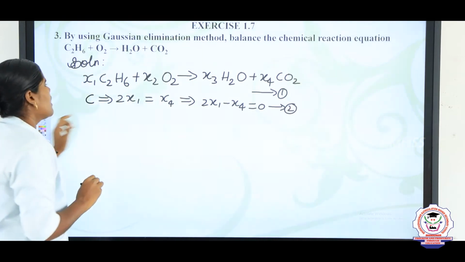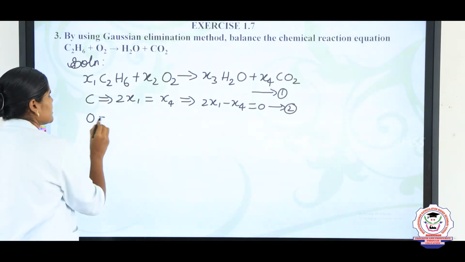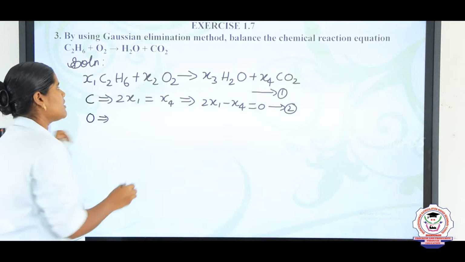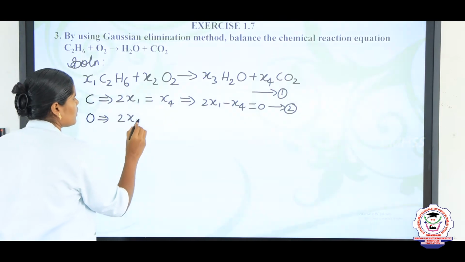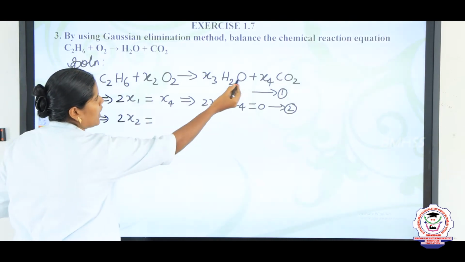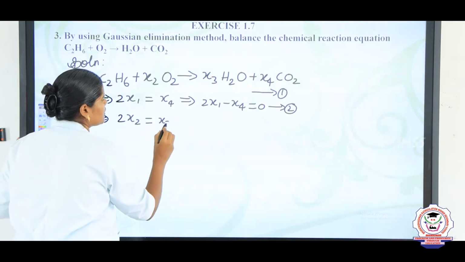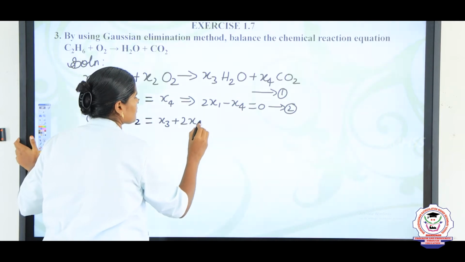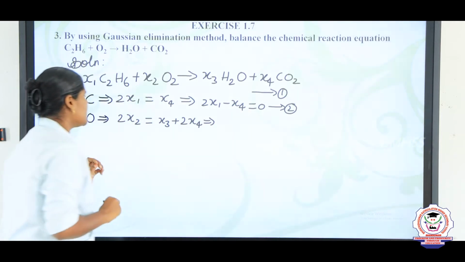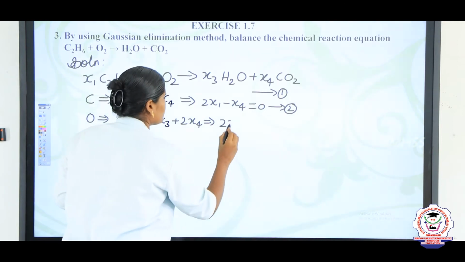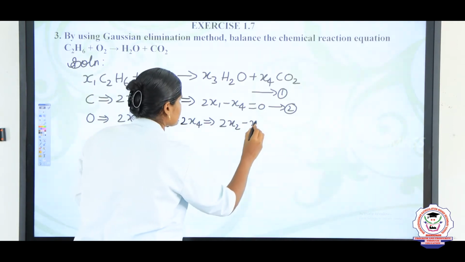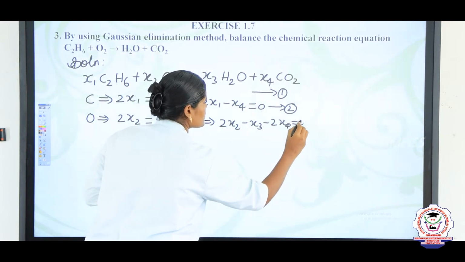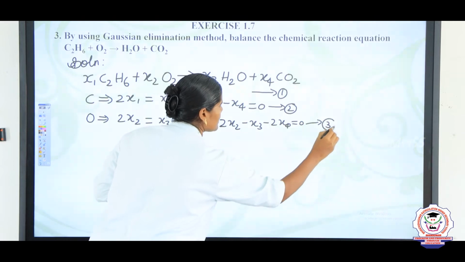And the oxygen atom: in the second term it has 2 oxygen. So 2x2 equal to 1x3 plus 2x4. From this equation we get 2x2 minus x3 minus 2x4 equal to 0. This is equation number 3.